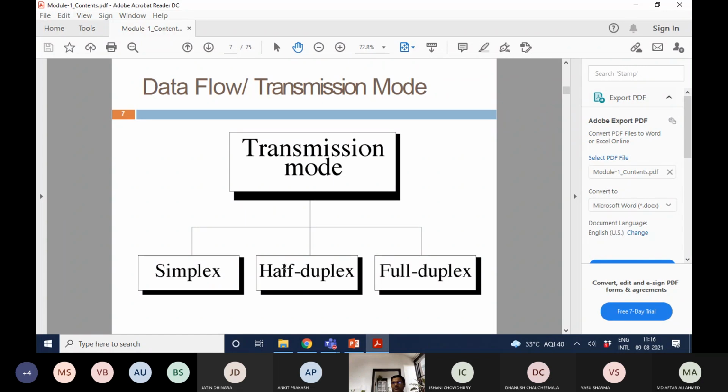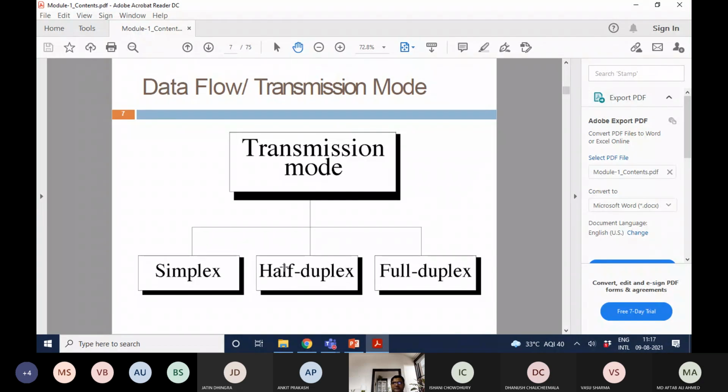In case of half duplex, the example is walkie-talkie communication. In walkie-talkie communication, both persons can communicate, but not at the same time. When one person is communicating, the other person has to only listen. Once that person has completed, at the end they say "over". Once "over" is said, the other person starts the communication. So that is called half duplex.